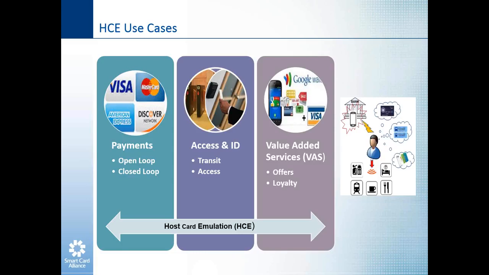For example, consumers can use their HCE-enabled mobile phones, tap it at the merchant's point of sale for an in-store purchase, or buy something online using in-app purchase feature. They can also use it at the turnstile to get into a train, use it as a badge to access buildings, turn it into a hotel room key, an event ticket, as a prepaid card at the concession stand, and so on, all with a single tap. Next slide, please.